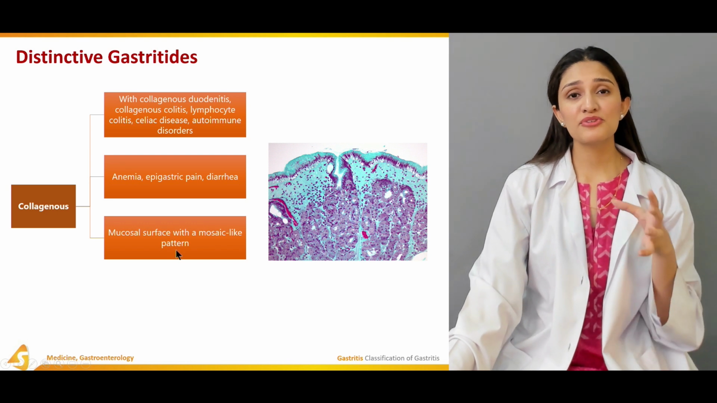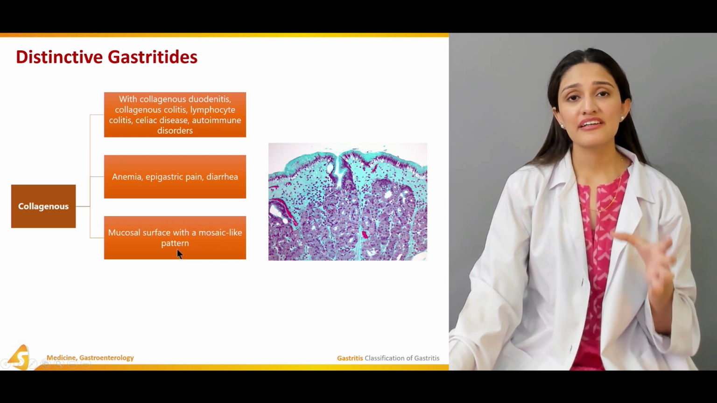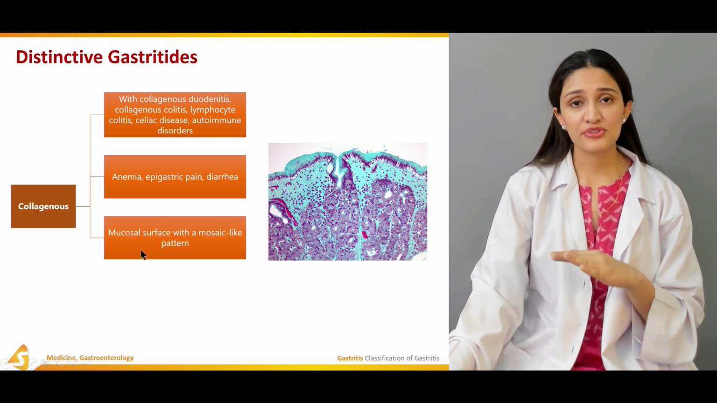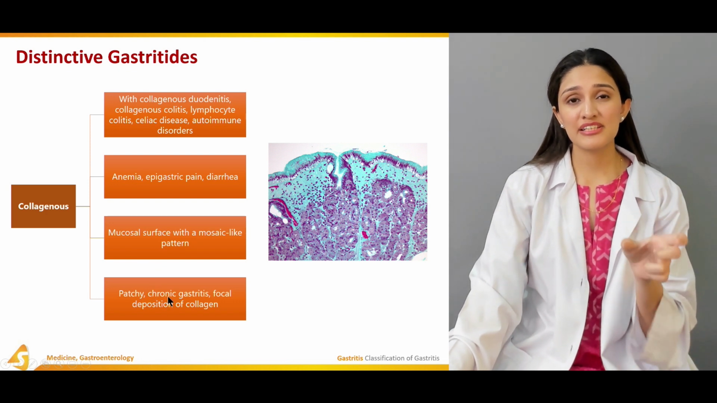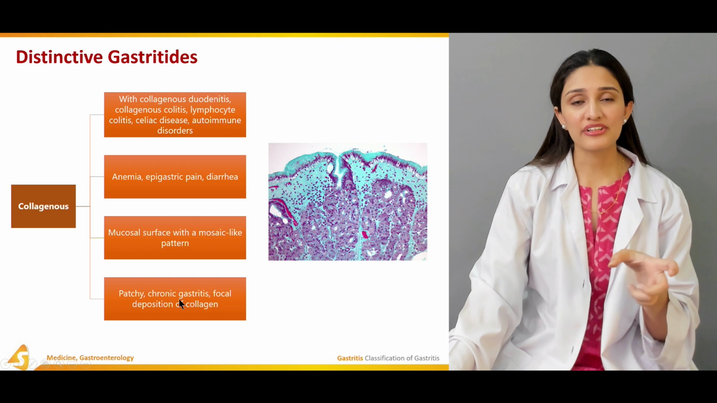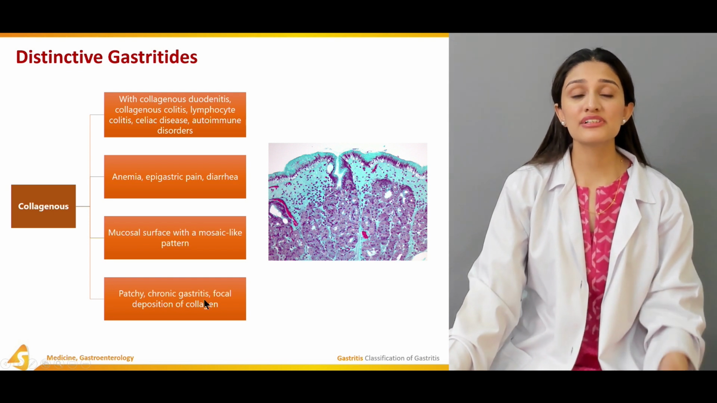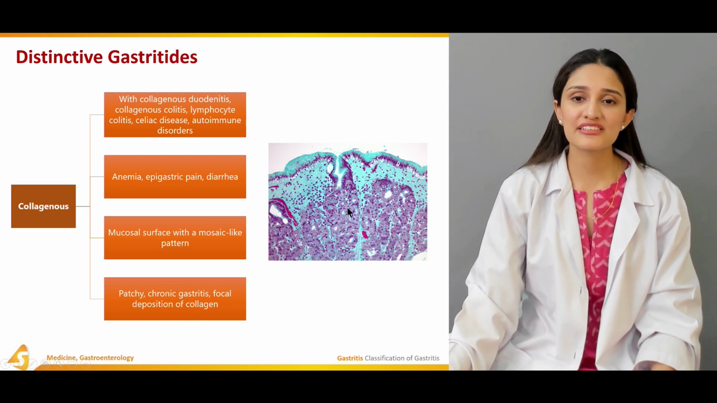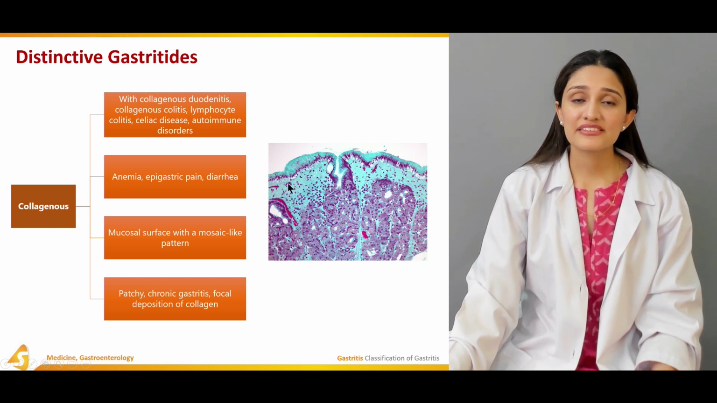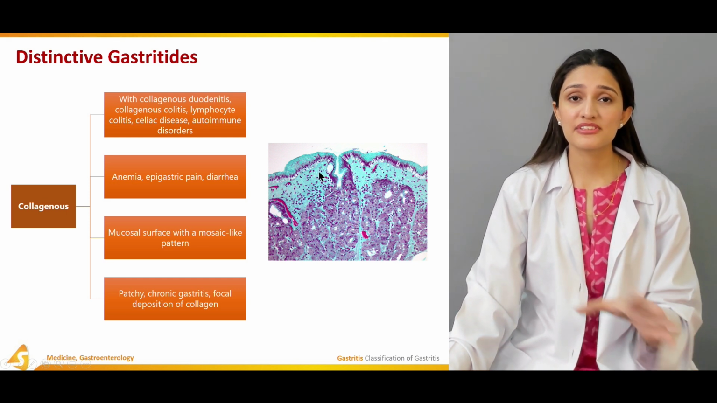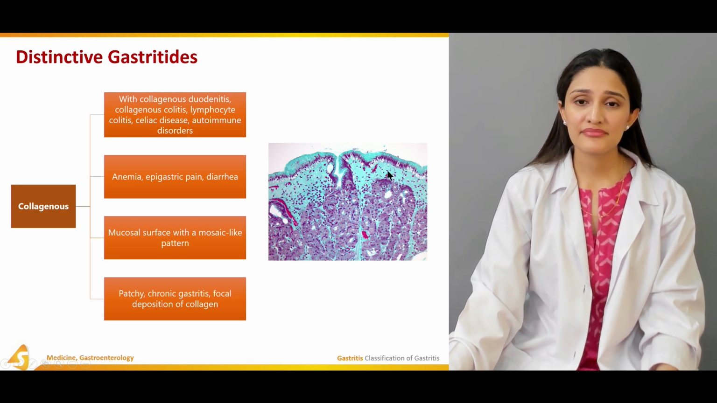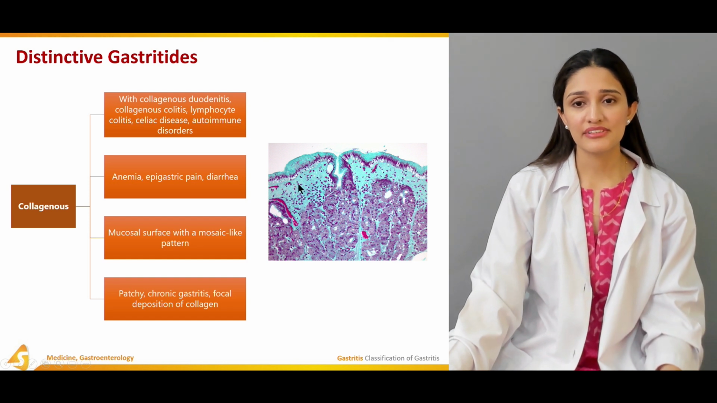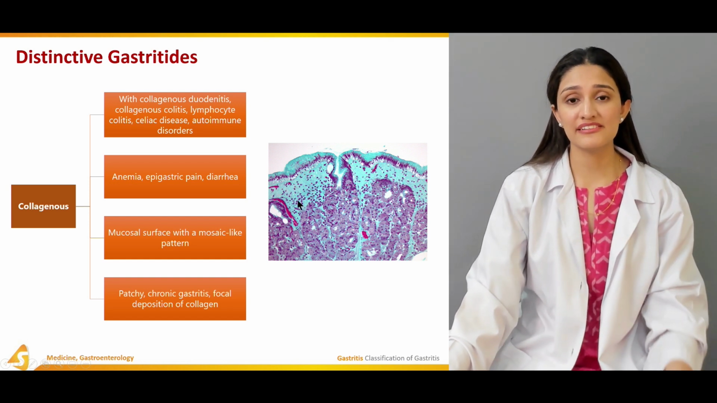And if you see more grossly, the picture regarding the gastric epithelium is that the mucosal surface has more of a mosaic-like pattern, and microscopically it has very patchy infiltrates, a chronic gastritis sort of picture, and focal deposition of collagen. As you can see in this picture, the epithelial surface of the stomach has a more collagenous epithelium and the deposition of collagen on the more superficial epithelial side.